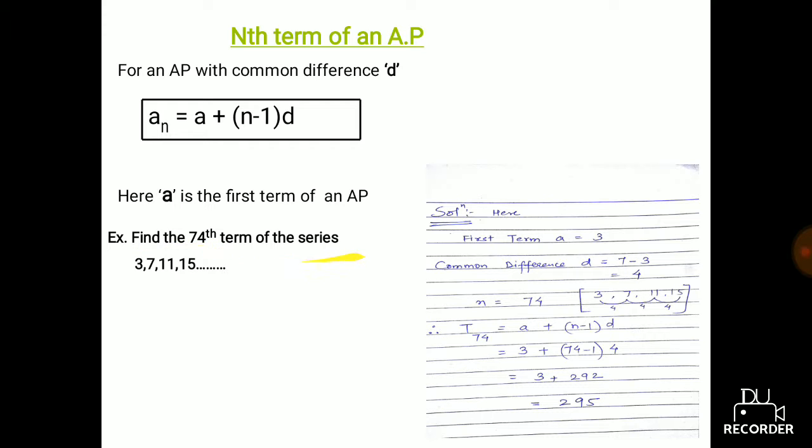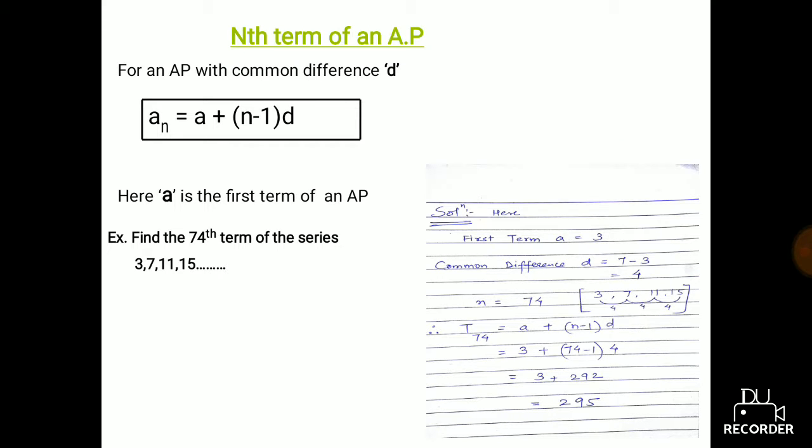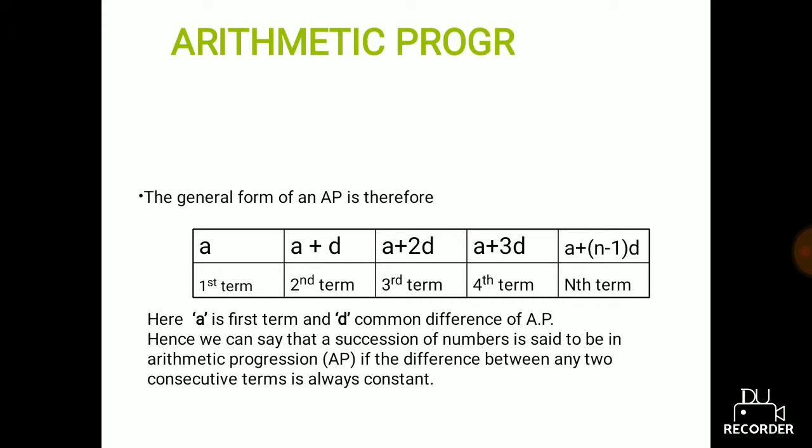Find the 74th term of the series 3, 7, 11, 15. So here is the solution. Let's begin. Here we have the first term as 3. Common difference: how to find the common difference? You have to consider two consecutive terms. Suppose I consider 7 and 3. Subtract the first term from the second term.